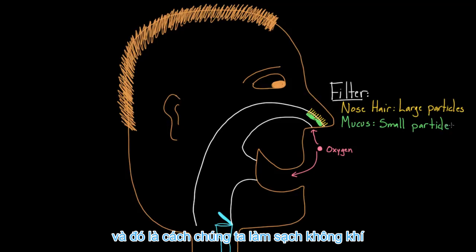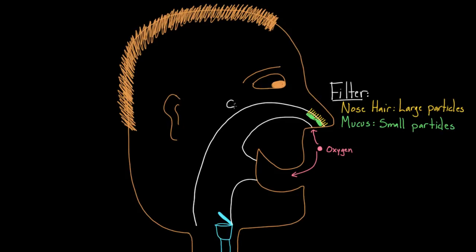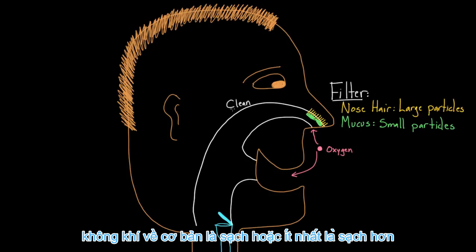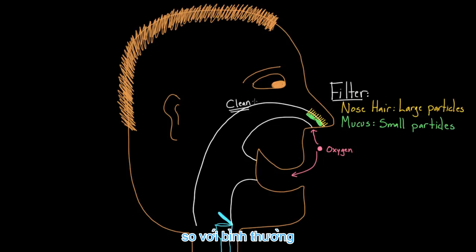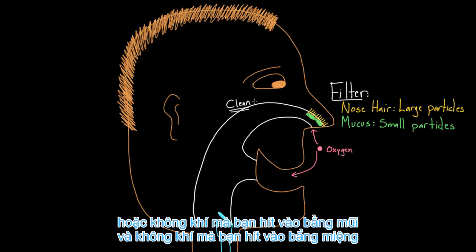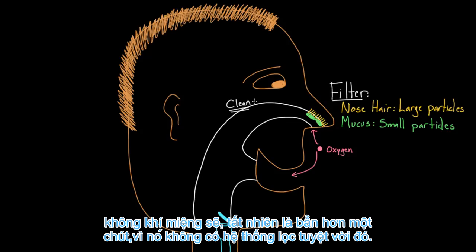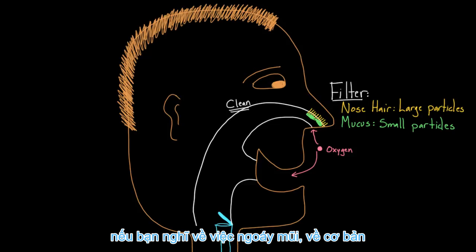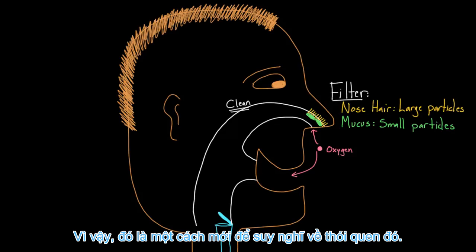And so that is our way of cleaning up the air so that when we breathe in through our nose, the air is basically clean, or at least cleaner than it would be otherwise. And so, of course, if you compared nose air, or the air that you breathe in through your nose, to air that you breathe in through your mouth, the mouth air will be a little dirtier because it didn't have that nice filter system. And thinking along the same route, if you think about picking your nose, that would be basically cleaning the filter, right? So that's maybe a new way of thinking about that habit.